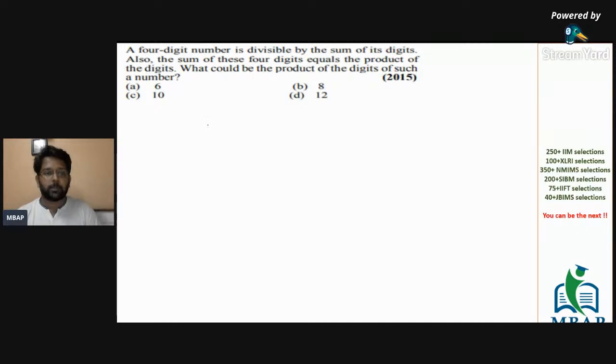The 4-digit number could be ABCD. It is divisible by the sum of the digits, which is A plus B plus C plus D. Also, the sum A plus B plus C plus D is equal to the product of the digits, which is a good kickstart pointer. It says A plus B plus C plus D equals A into B into C into D, right? And the question is, which of the following could be the product of the digits of such a number?